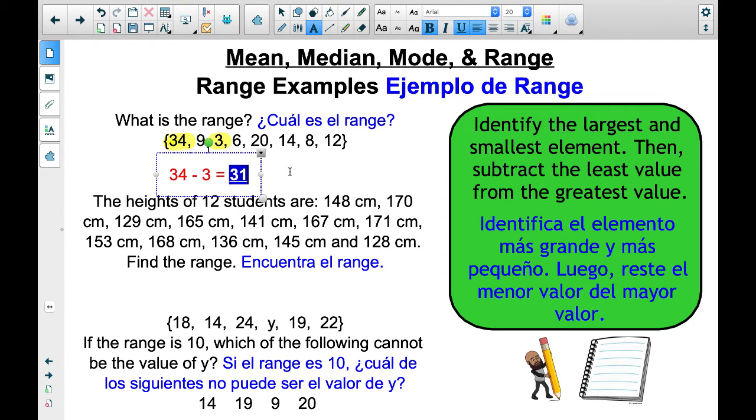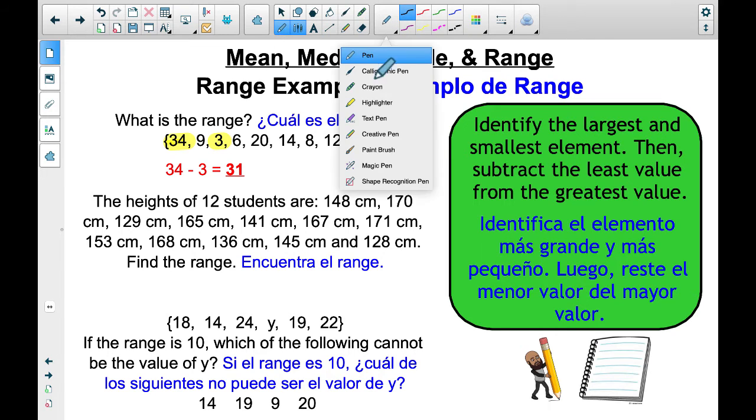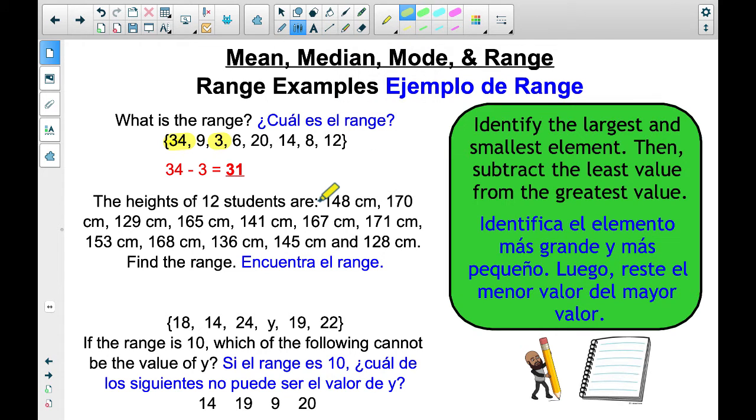Remember, that is not a measure of central tendency. That is a measure of variability. The spread of my data is 31, meaning the biggest and smallest numbers are 31 away from each other. All right, let's move down to this second example. I'm going to use a very similar strategy, the exact same strategy.